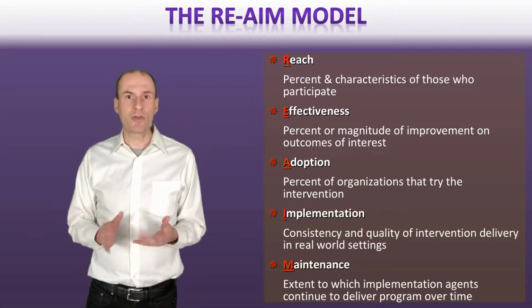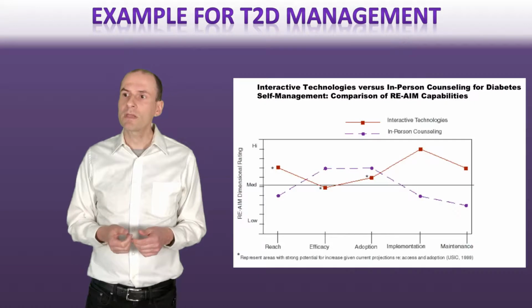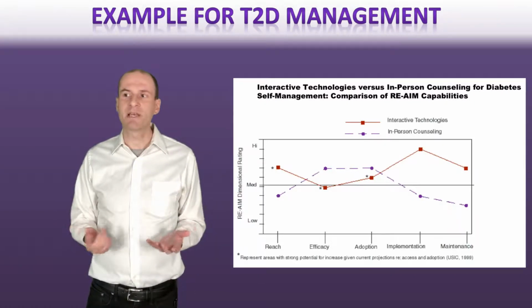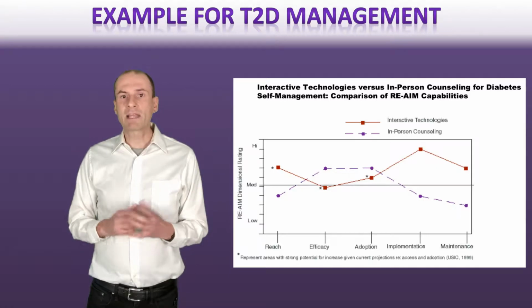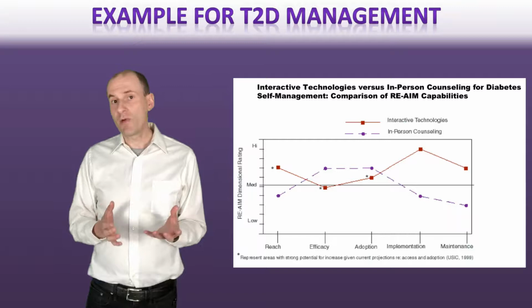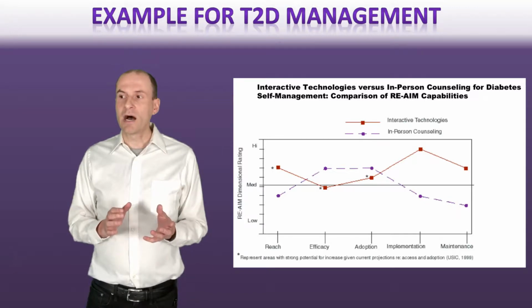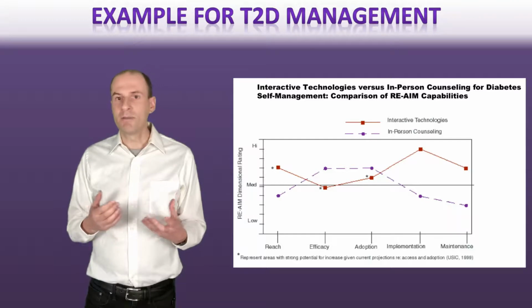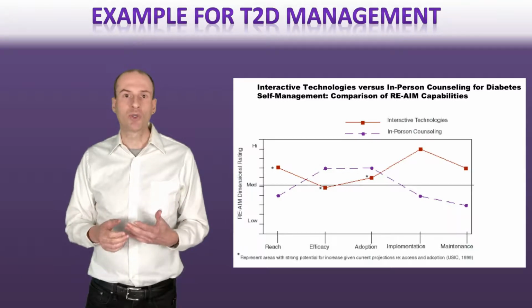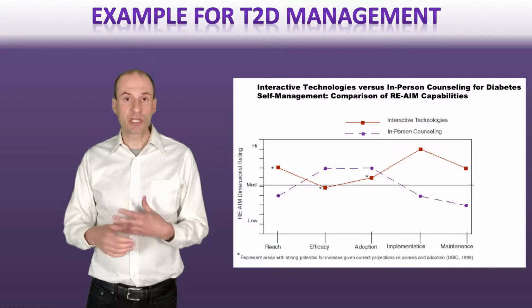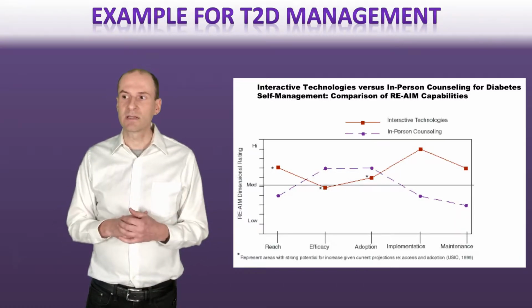So what I'm going to do is offer you an example here. And the example I want to talk about is type 2 diabetes management, all right? So I'm going to give you two different proposed interventions. The first is the red line, all right, that is talking about an interactive online education module about how to manage your diabetes, okay? So the patient goes and accesses this online.